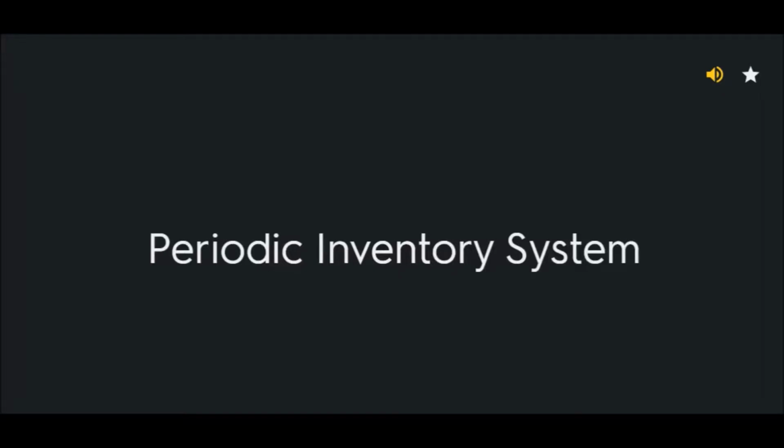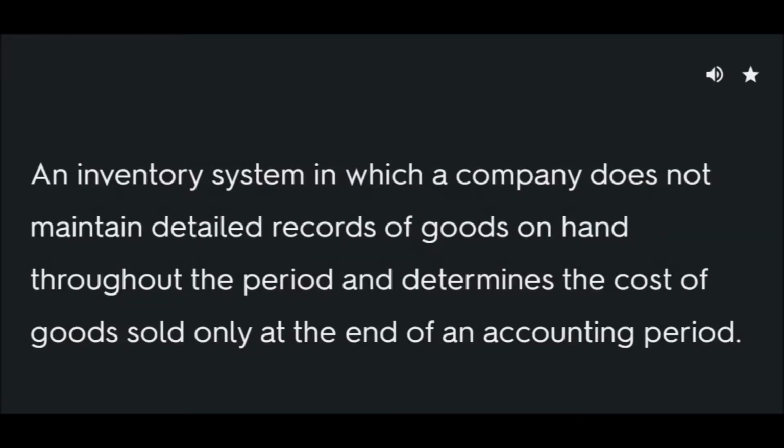Periodic inventory system. An inventory system in which a company does not maintain detailed records of goods on hand throughout the period and determines the cost of goods sold only at the end of an accounting period.